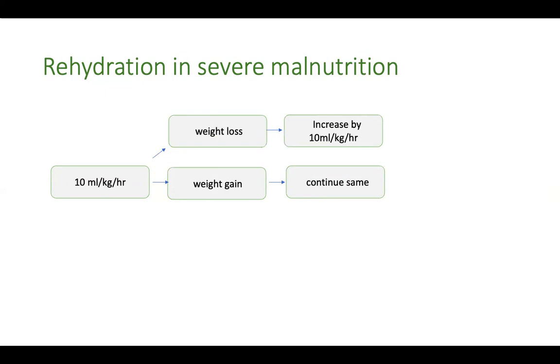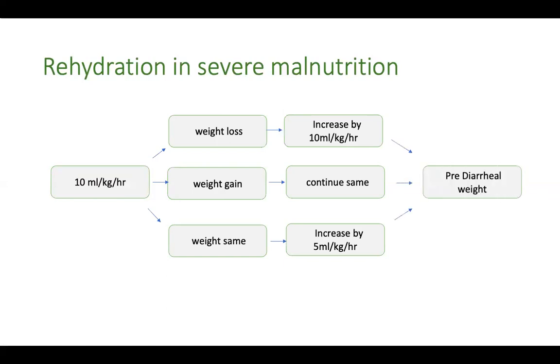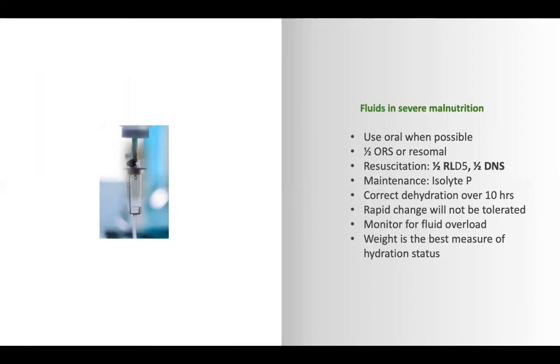That means it will increase to 20 ml per kg, and you will continue that till again the pre-diarrheal weight is attained. And if you find that the weight has not decreased, weight remains the same in spite of a bolus of 10 ml per kg, that means you have to increase the fluid administration by 5 ml per kg per hour. As I already said, the final target is pre-diarrheal weight, because clinical estimation of dehydration in a child with severe malnutrition is very difficult.